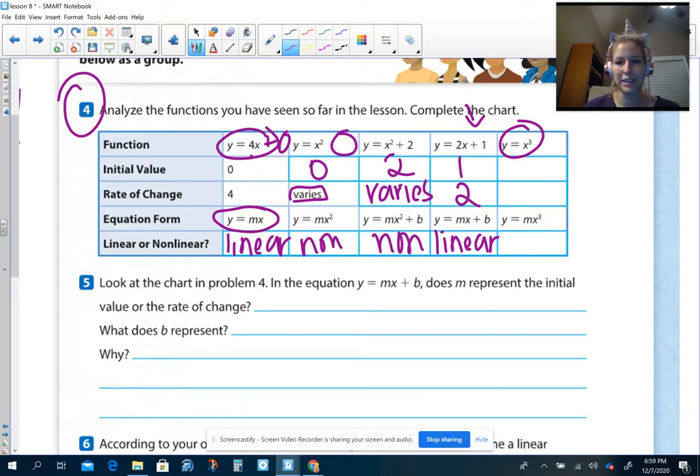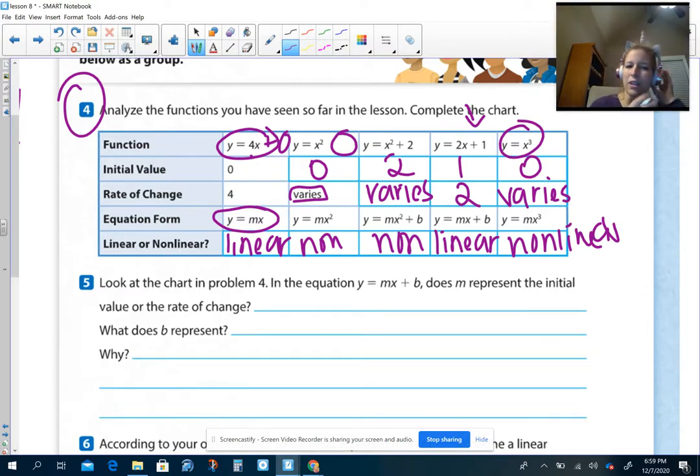All right, now we did one just like it, didn't we? Okay, and we know there was no initial value. It went through 0. The slope definitely varied. The rate of change definitely varied. And it was definitely non-linear. Yes, definitely.